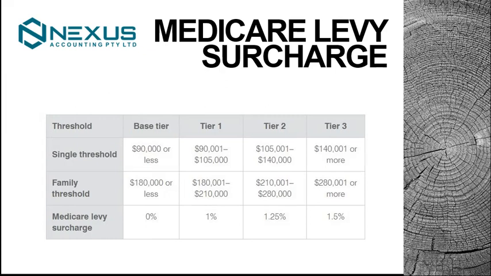But again, I'm not going to go into too much detail about that. So in a nutshell, just to summarize, if you're an individual earning $90,000 or less, you're not paying Medicare Levy Surcharge. And obviously, if you are a family or a partnered income with a combined family income of $180,000 or less, then you're also not paying a Medicare Levy Surcharge. If you are earning more than the prescribed limits, then you'll be charged Medicare Levy Surcharge as per tier 1, 2, and 3 amounts displayed in the slide in front of you.